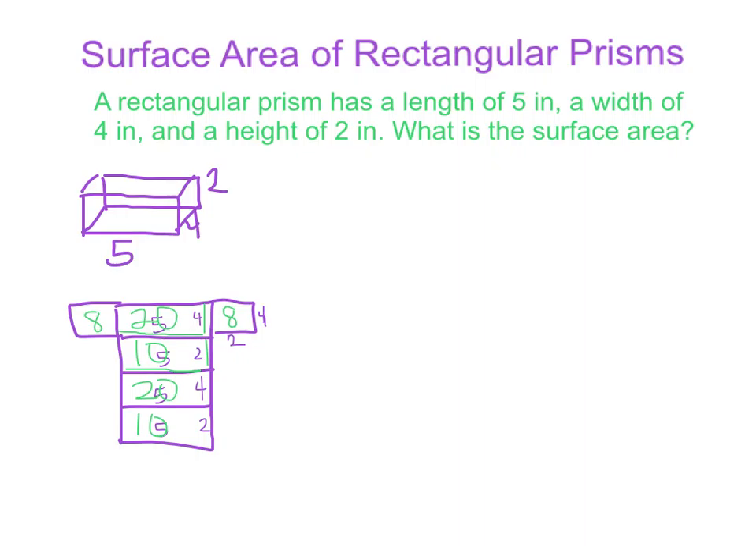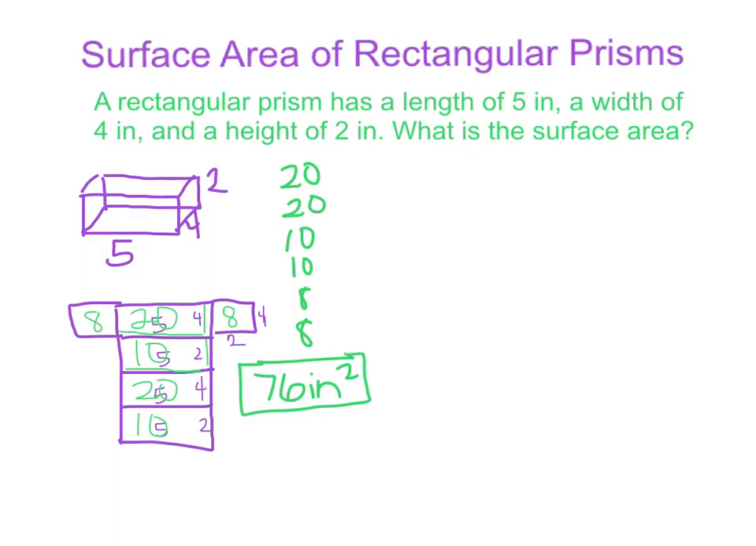And when you add those up for your sum, I always put easy numbers together, so I would put 20 plus 20 plus 10 plus 10 plus 8 plus 8. And you just add those up and get your total. 20 and 20 is 40. 10 and 10 is 20. So 40 plus 20 is 60. Plus 16 would be a total of 76. And your label is inches, so that would be 76 inches squared.